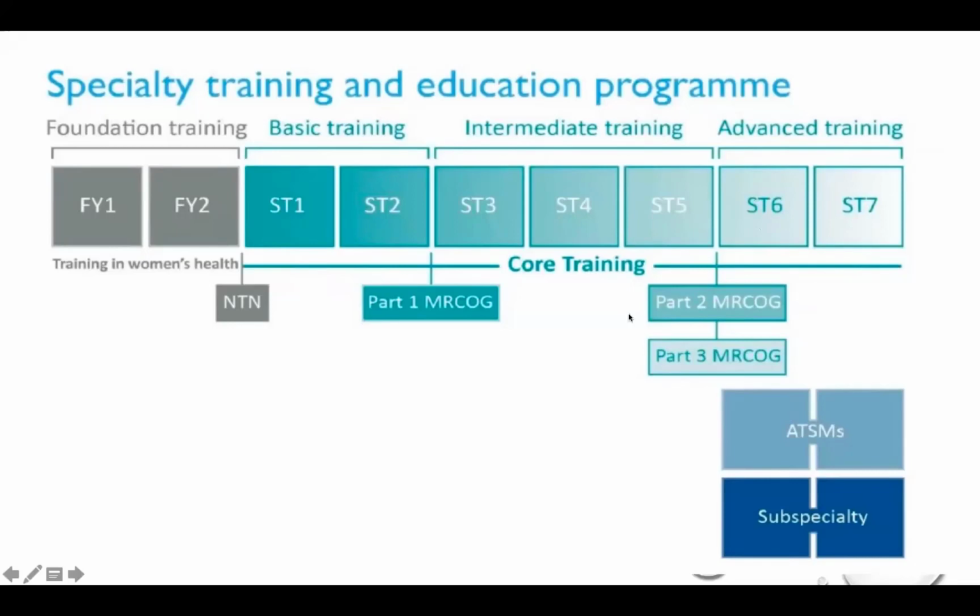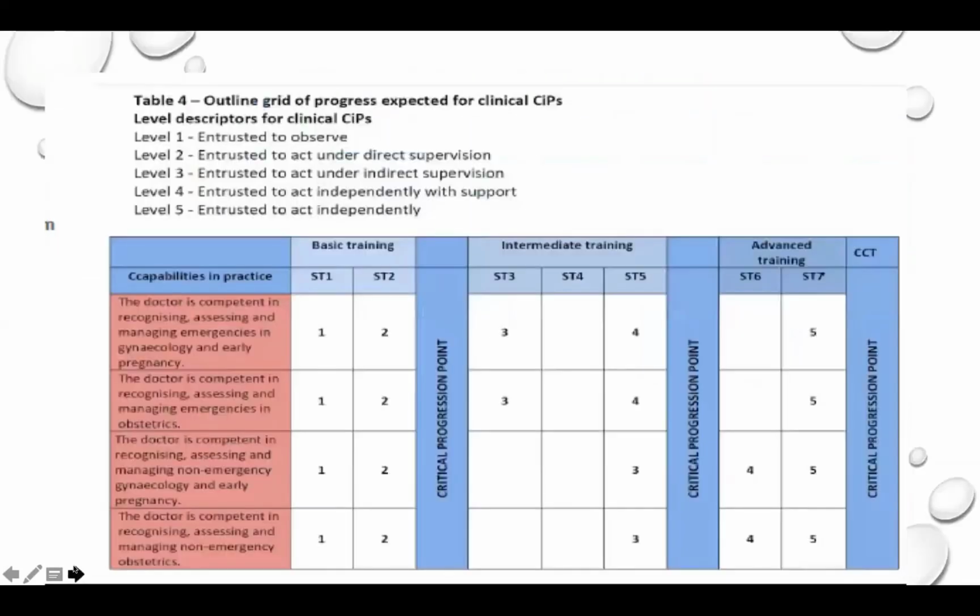This is the level when the candidate or trainee is expected to do ATSM, the specialty training in some subspecialty. For example, labor ward, benign gynae, or oncology, any of the subspecialty training. Everyone has to complete 2 ATSMs to be a consultant in the UK. This chart is freely available on the RCOG website, and even if you just Google, you can find it there.